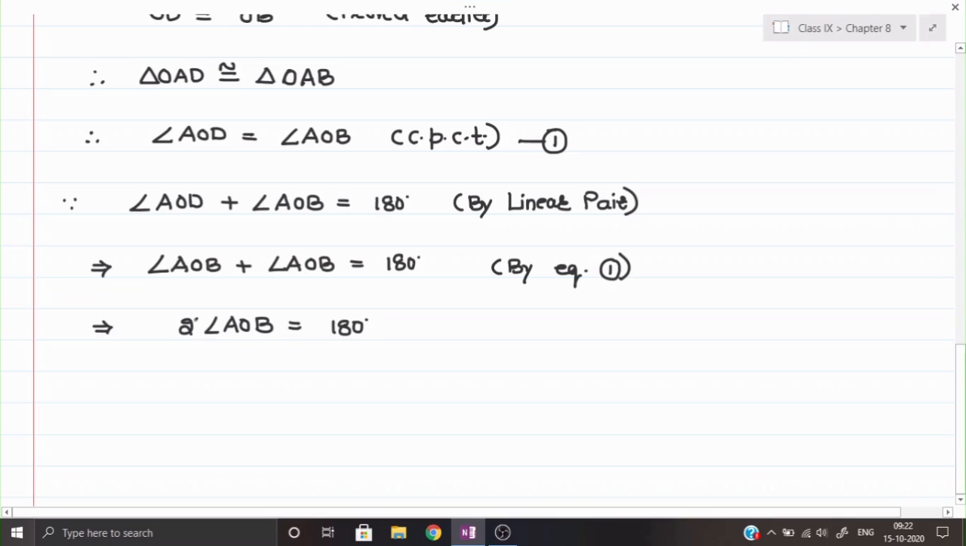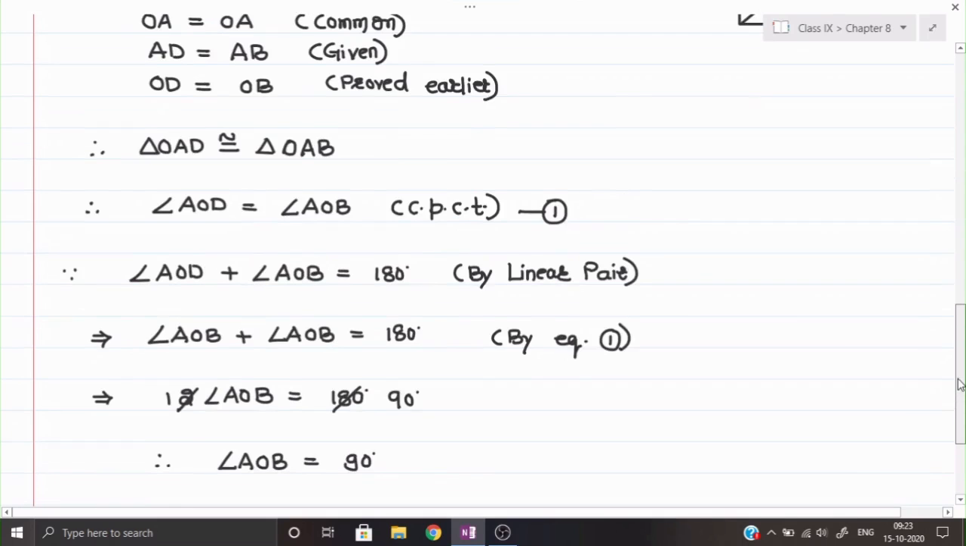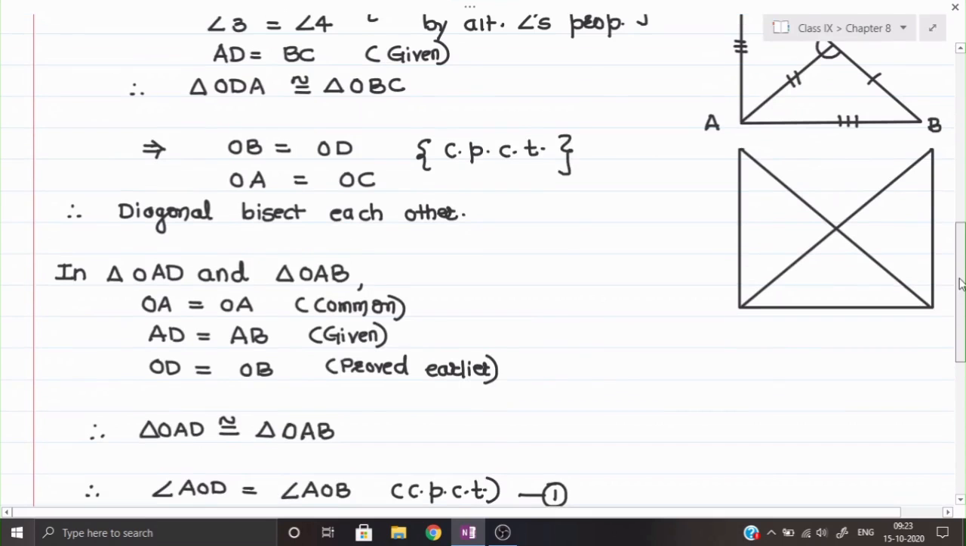Now 2 ones are 2 and 2 nines are 18. So remaining is, therefore angle AOB is equal to 90 degrees. We can say that therefore angle AOB is equal to angle AOD is equal to 90 degrees. And now observe the condition. Observe AOB and AOD both are becoming 90 degrees each.